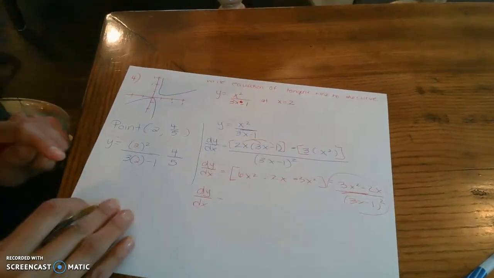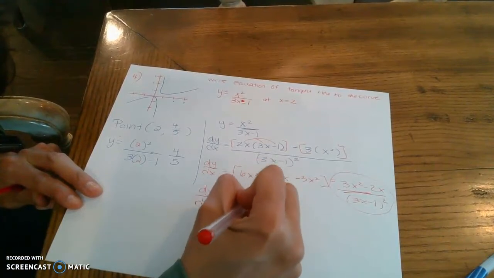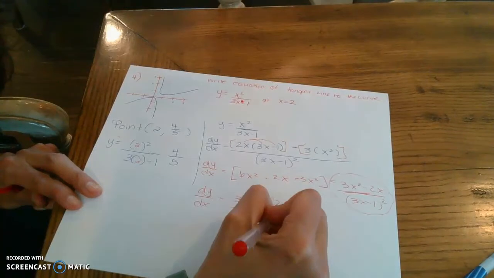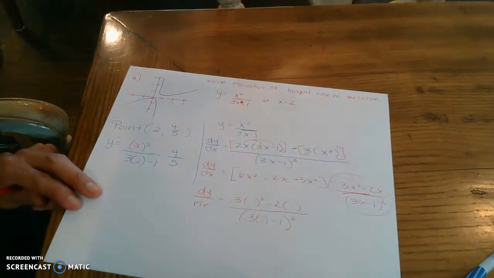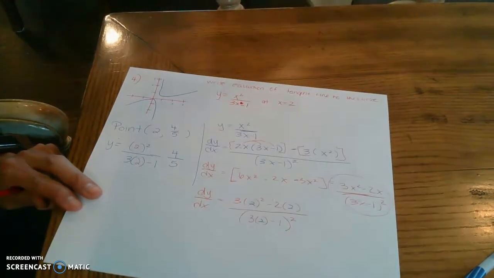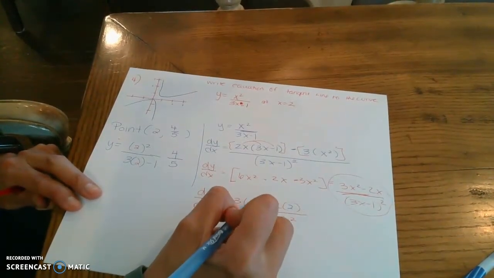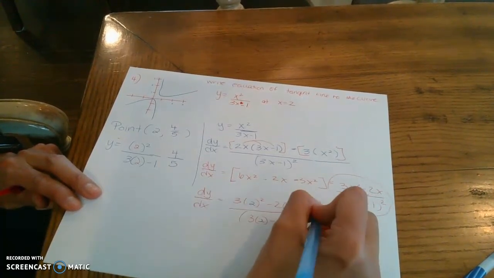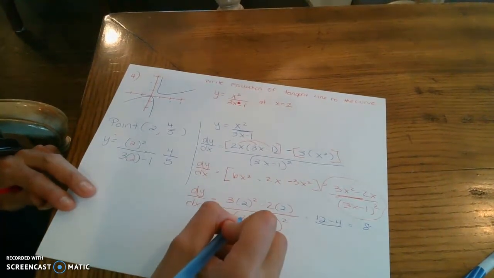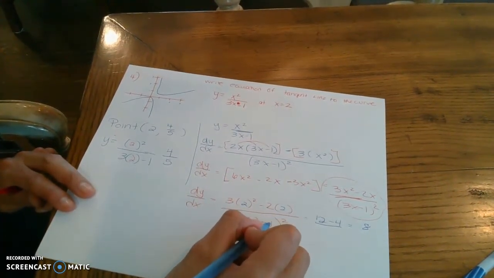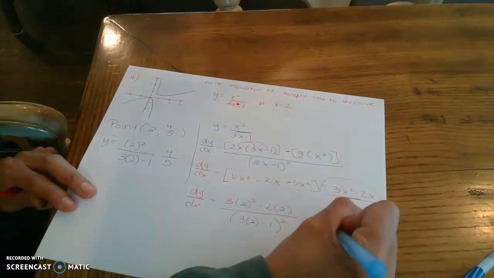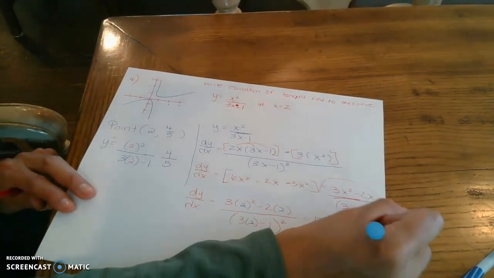So now you just have to sub in the x value. So 3x squared minus 2x all over 3x minus 1, that whole thing squared. Well, my x value was 2. So I plug in 2 anywhere I saw x, and this becomes 2 squared, which is 4, times 3 gives me 12, minus 4, which is just 8. And down here, I get 3 times 2, which is 6, minus 1, which is 5 squared, over 25. All right, so this is my slope.